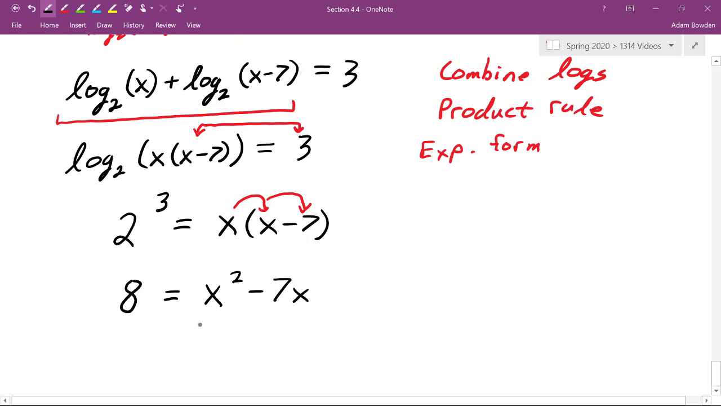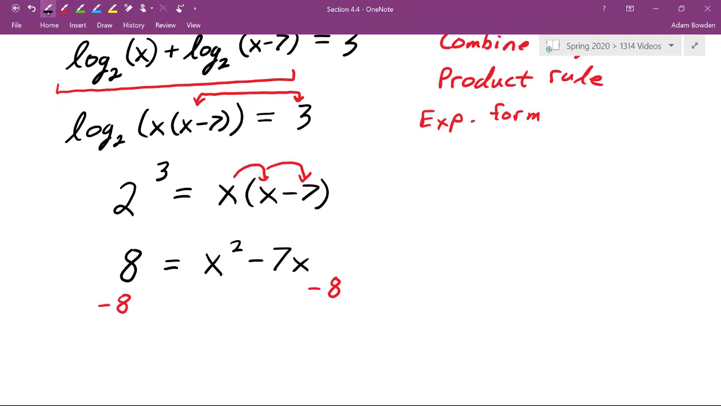Now we've run into a quadratic equation. Let's get everything together on one side. So let's subtract the 8 over. We'll get x squared minus 7x minus 8 is equal to 0.